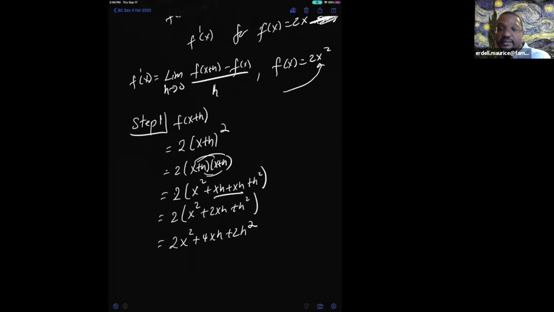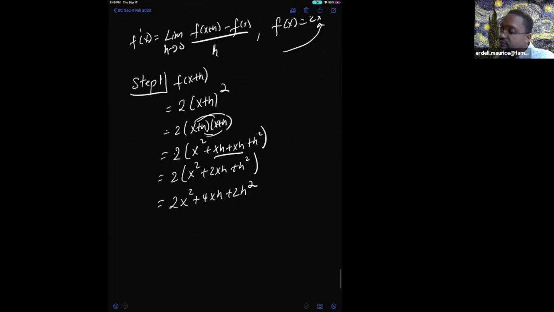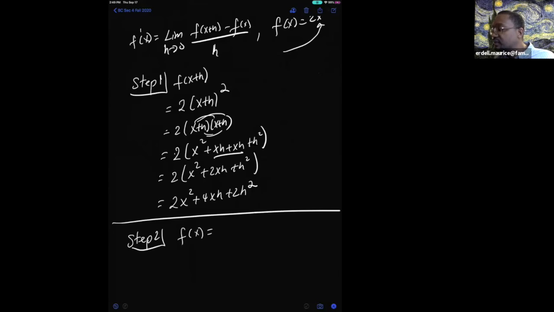That is the end of step number 1. Step number 2, remember for the derivative, step number 2 is really easy because you don't have to do anything. F of x is simply 2x squared. You just rewrite the equation exactly as is.